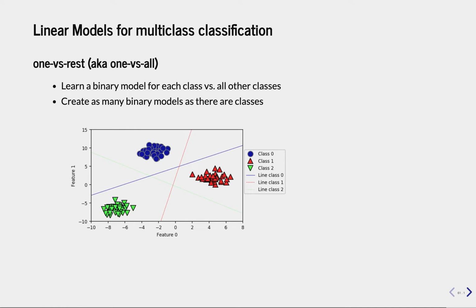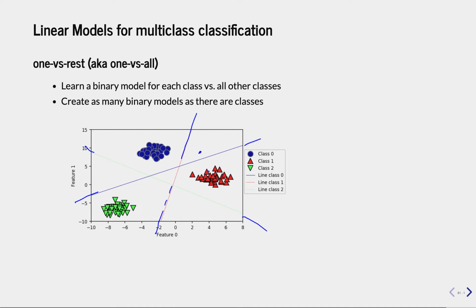The most common way is 1 versus rest, or 1 versus all. So what we do here is we learn one model for every class versus all the other classes. So first we learn a model that separates the red points from all the other points, then we learn another model that separates the blue points from all the other points. And then we learn a third model which separates the green points from all the other points.